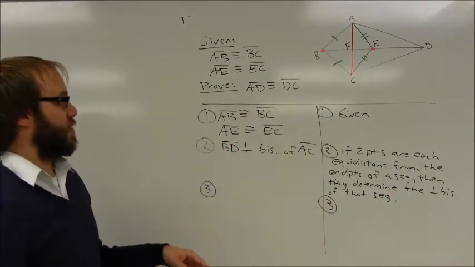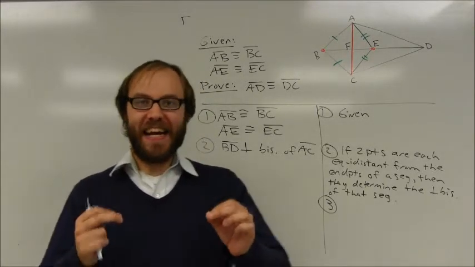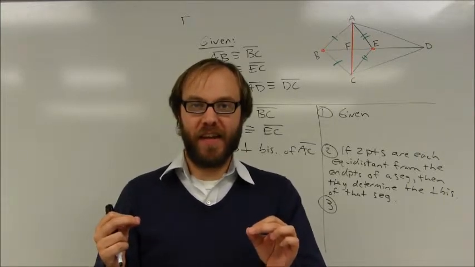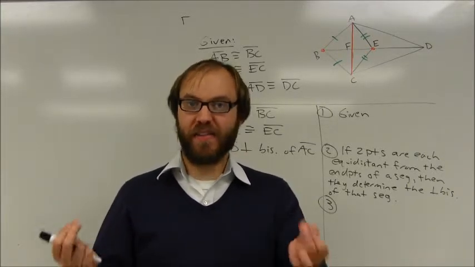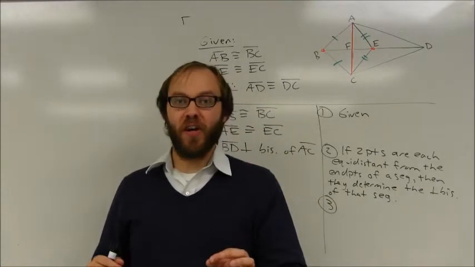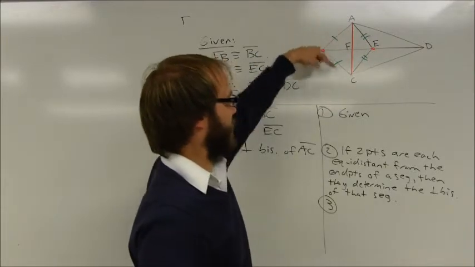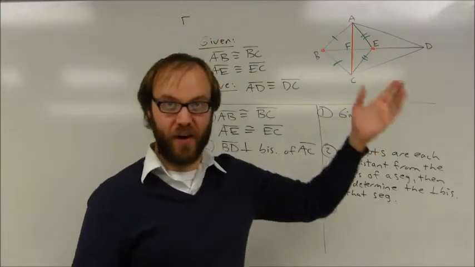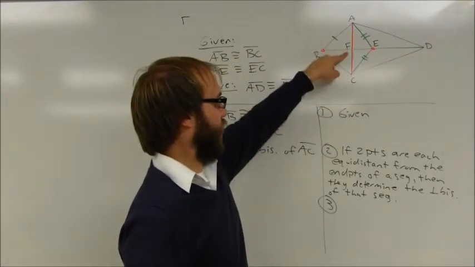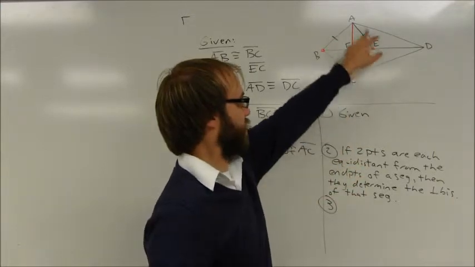Remember what I'm trying to show. I'm trying to show that AD is congruent to DC. Well, remember that any point that lies on the perpendicular bisector of a segment is equidistant from the endpoints of that segment that gets bisected. So once I've shown the perpendicular bisector, I know that B is equidistant from the endpoints of AC. Of course, I knew that already. But I know that any point along this line is as well. So F is, again, that doesn't really tell me anything that I need right now. It tells me that E is.